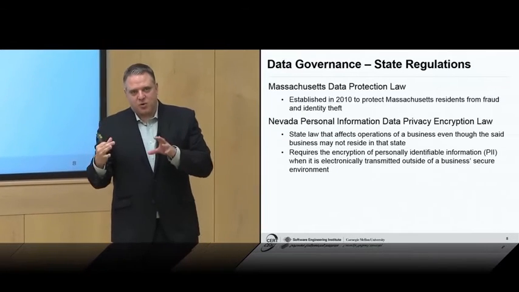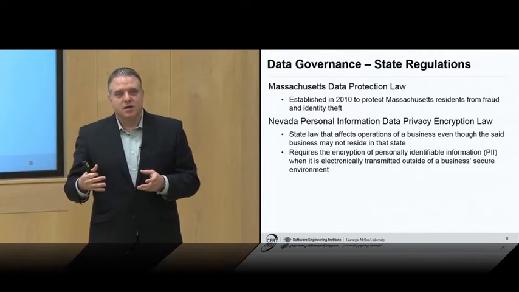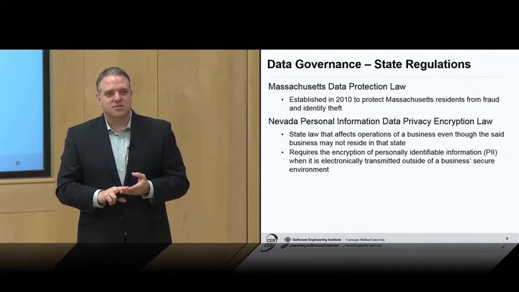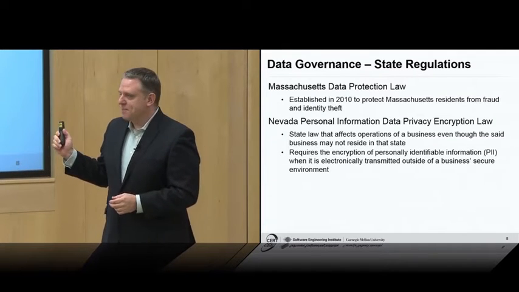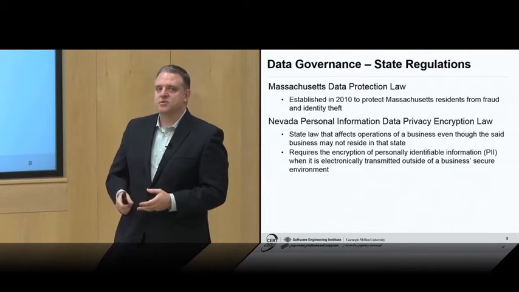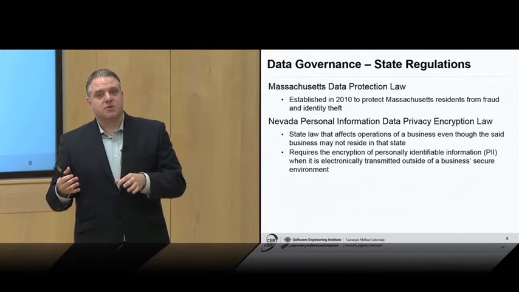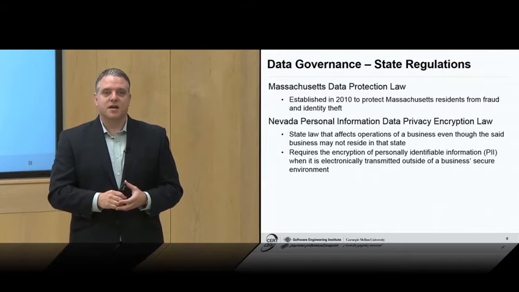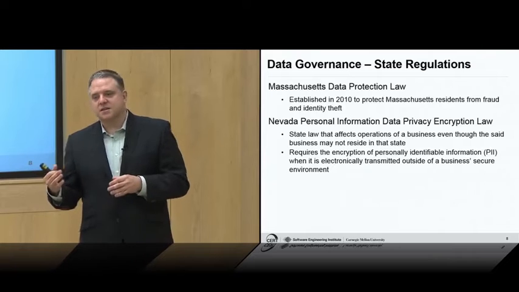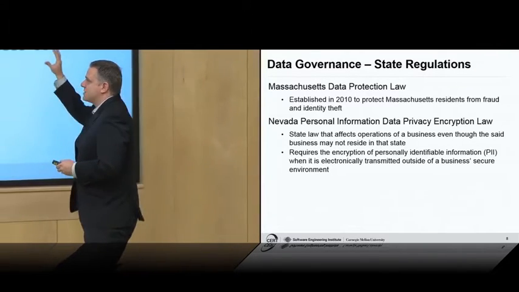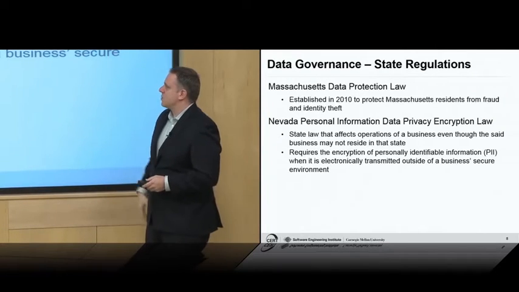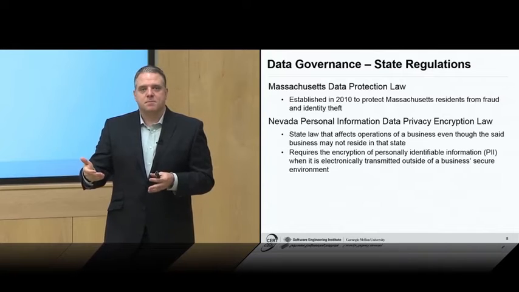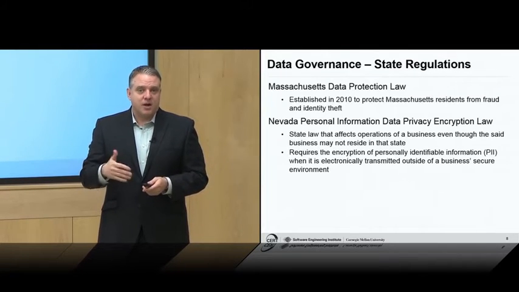So add on top of all of this federal regulation, you also have state regulations as well. And I think Massachusetts and California are probably the most notorious, if you will, for stringent privacy protection and data protection. If you're doing business in Massachusetts, then you are subject to the Massachusetts Data Protection Law. And again, this is designed to protect against identity theft and fraud. If you're doing business in Nevada, you have the Nevada Personal Information Data Privacy Encryption Law. Whew, that's a mouthful. So now you've got these various states enacting laws about how to protect information. And the Nevada one specifically requires that any type of PII that leaves your boundary as a business has got to be encrypted.